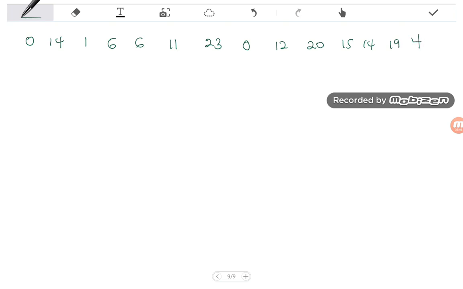Now if we go back and compare these numbers to the system that we set earlier for A, B, C up to Z, and then the space bar representing number 26, 0 is A. So we have A here. 14 is O. Then 1 is B, 6 is G, 11 is L, 23 is X, 0 is A, 12 is M, 20 is U, 15 is P, 14 is O, 19 is T, and 4 is E. So the message that we were trying to send was attack at dawn.